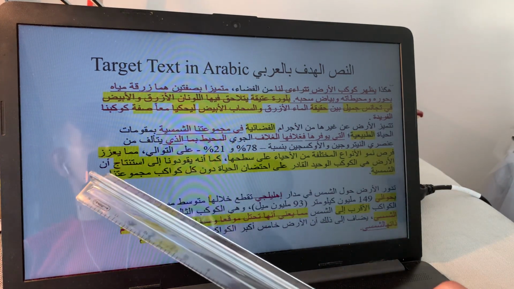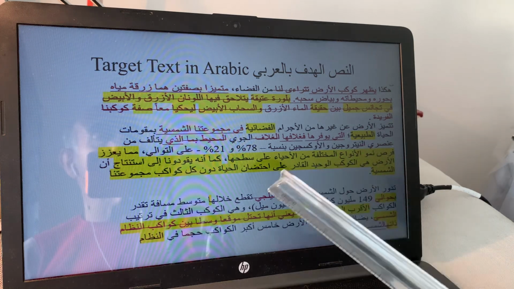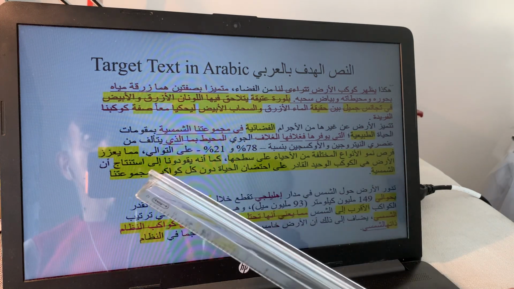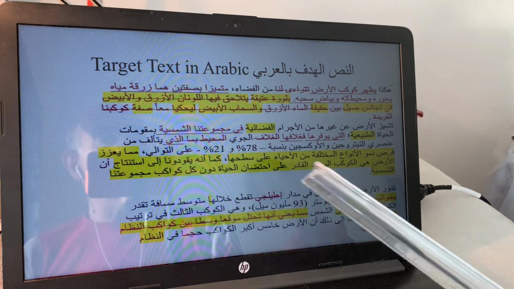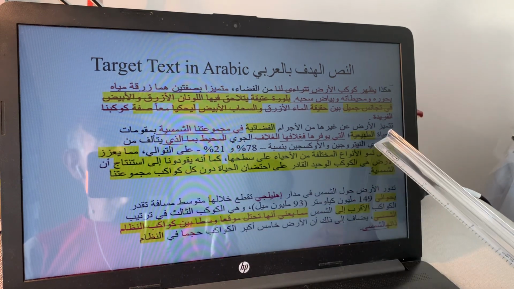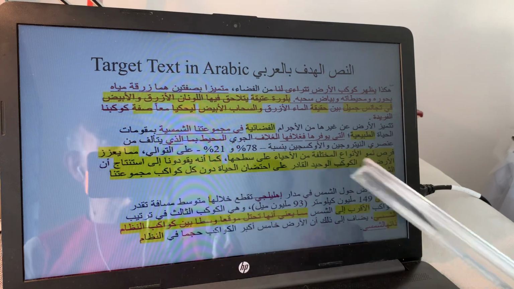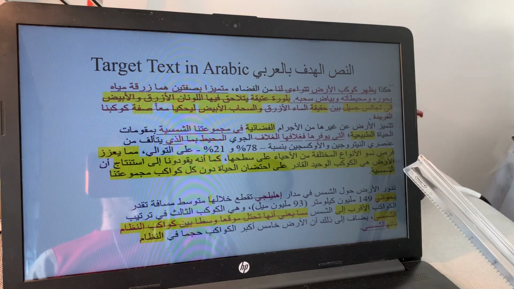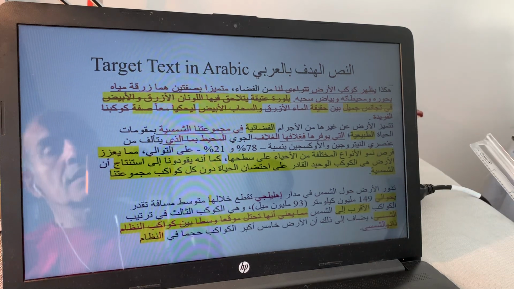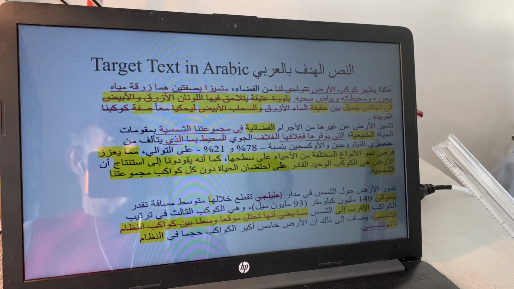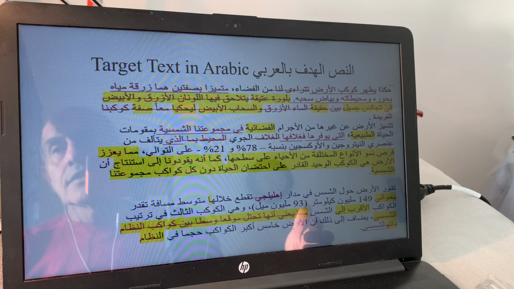كما أنه يقودنا لاستنتاج أن الأرض هو الكوكب الوحيد القادر على احتضان الحياة دون كل الكواكب مجموعتنا الشمسية. I don't think this addition is necessary. You've already said حياة الطبيعية. Why all this addition? It's not necessary at all. It has made this text, the text, the writer has made it into like he's created.